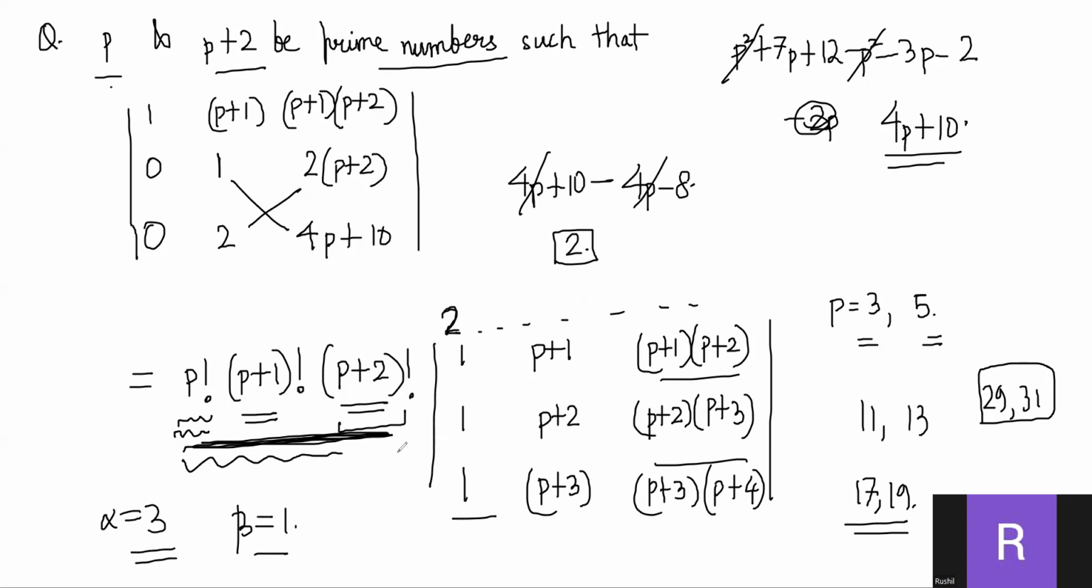What was the problem? During the exam, I thought it would take time, so I didn't do it. It is obvious to take p factorial common, and p plus 1 factorial common, and p plus 2 factorial common. After that, the simplification is not very difficult.